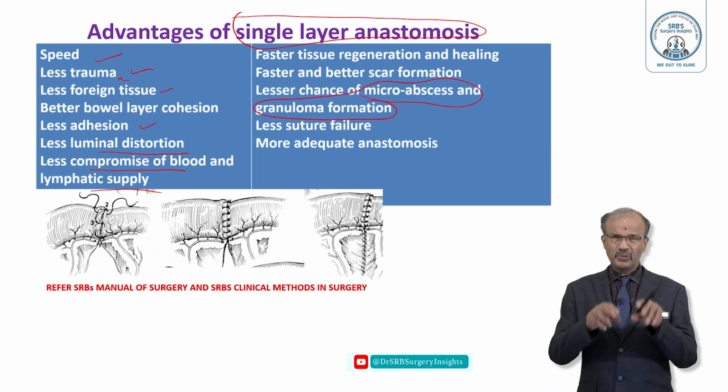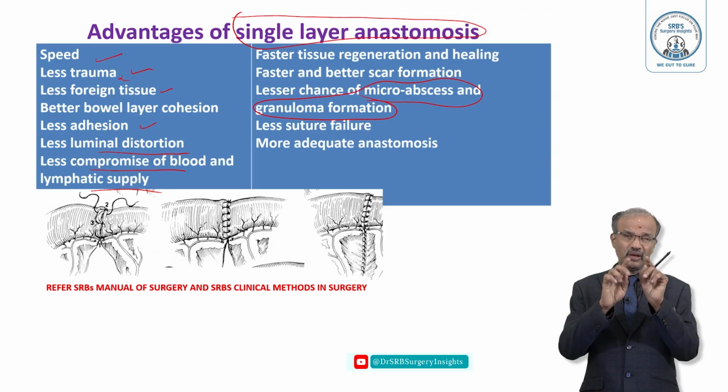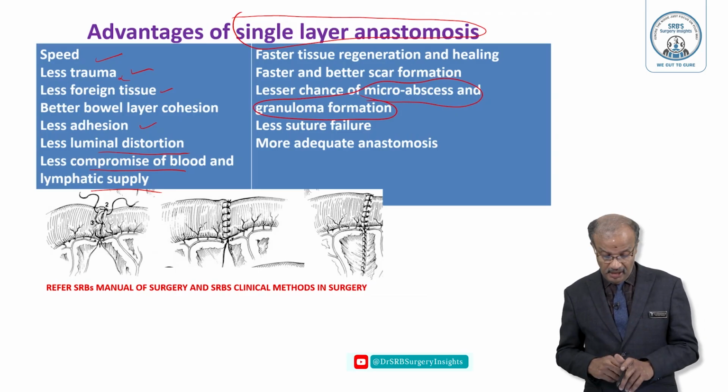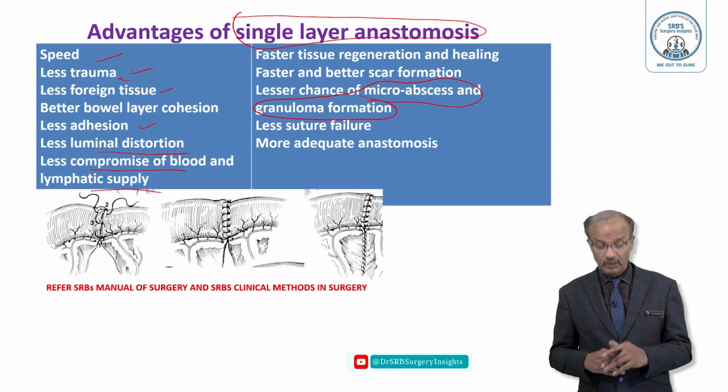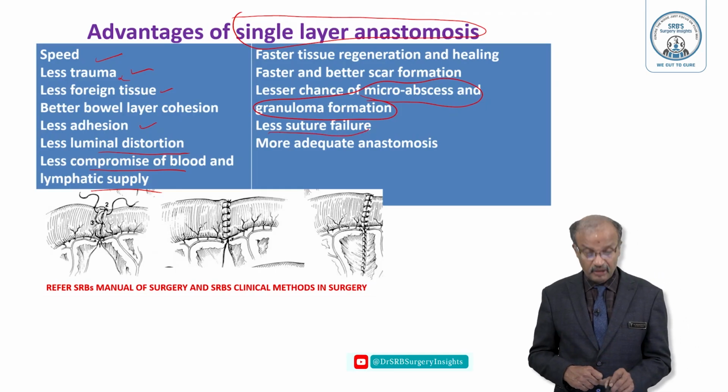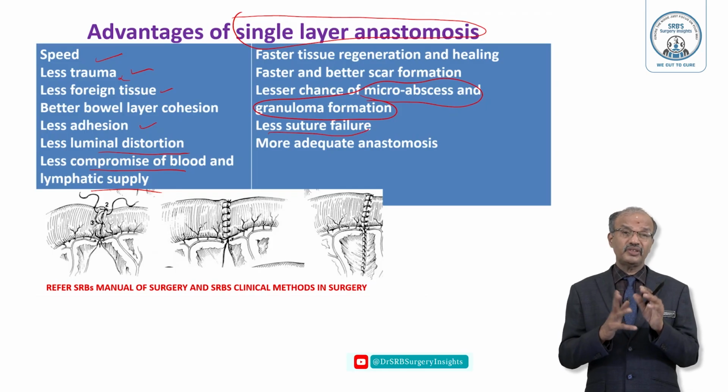Granuloma formation is common. So within that, infection occurs, small, not visible, but micro-abscess formation is microscopically visible, and granulomas, which are dangerous, may cause disruption. So there is less suture failure in interrupted suture, because only one disrupts.